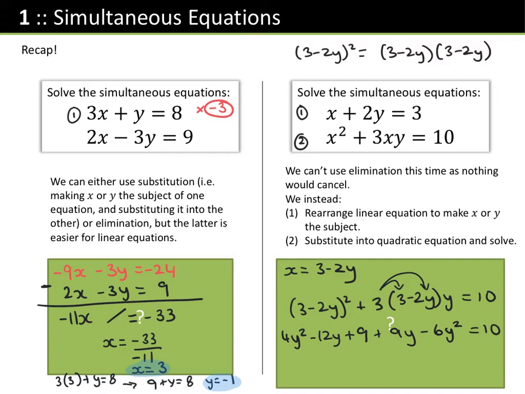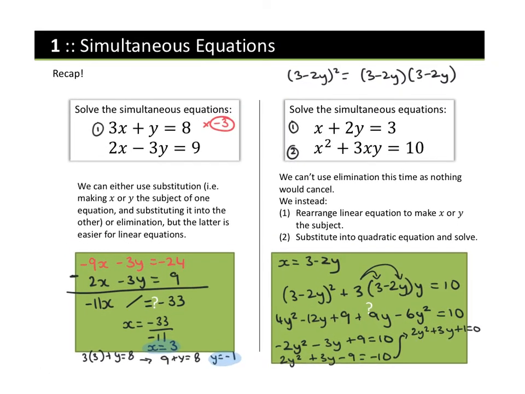Now I'm going to collect like terms, so I'm going to get minus 2y squared minus 3y plus 9 equals 10. I really don't want to deal with a negative y squared, so I'm just going to put everything to the other side. So I'm going to get 2y squared plus 3y minus 9 equals minus 10. Okay? I'm then going to have 2y squared plus 3y, I'm going to add 10 to both sides, plus 1 equals 0. Now that I have that, I can factorize. So I'm going to get (2y plus 1)(y plus 1) equals 0. So I'm going to get y equals negative a half, or y equals negative 1.